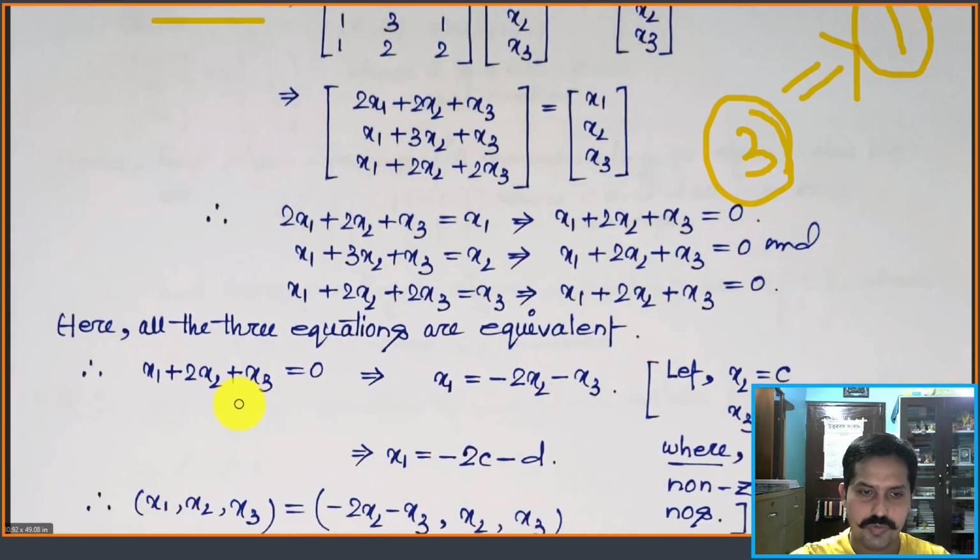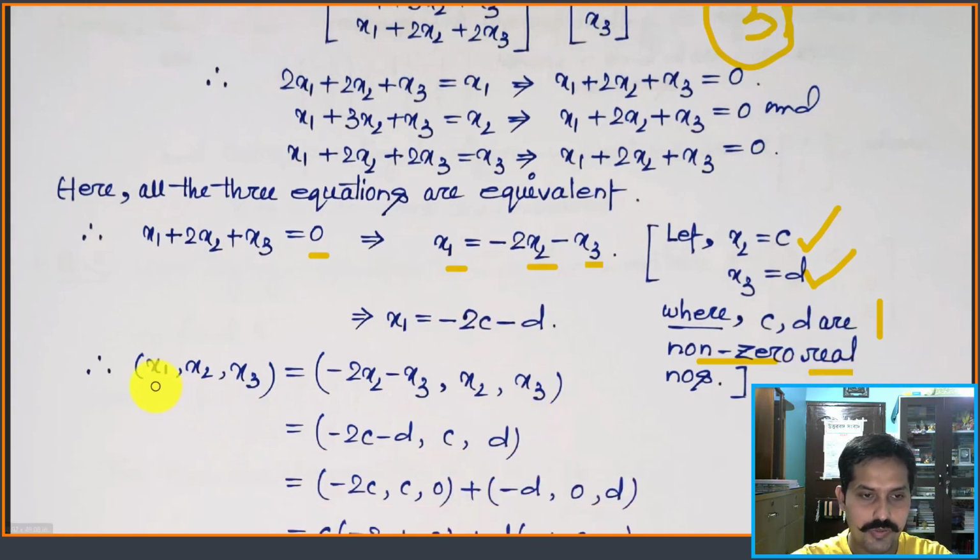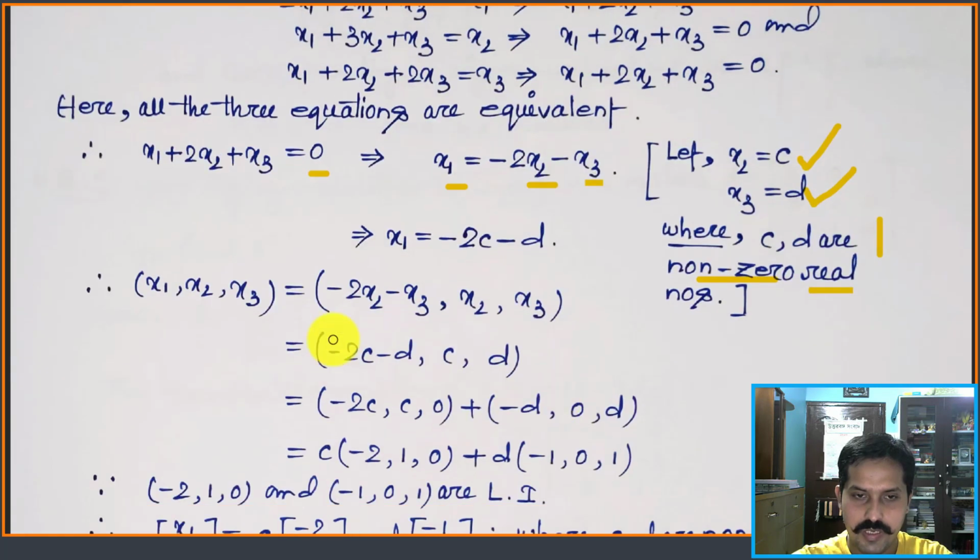Now we can write x1 plus 2x2 plus x3 equals 0 this way: x1 equals minus 2x2 minus x3. Or you can write 2x2 equals minus x1 minus x3, or x3 equals minus 2x2 minus x1. It is your own choice, but I have written here x1 equals minus 2x2 minus x3. So let x2 equal c and x3 equal d, where c and d are non-zero real numbers. Just remember real numbers, because here lambda is 1, which is a real number. So x1 is minus 2c minus d. Now come to the solution (x1, x2, x3) equals (minus 2x2 minus x3, x2, x3), so (minus 2c minus d, c, d).